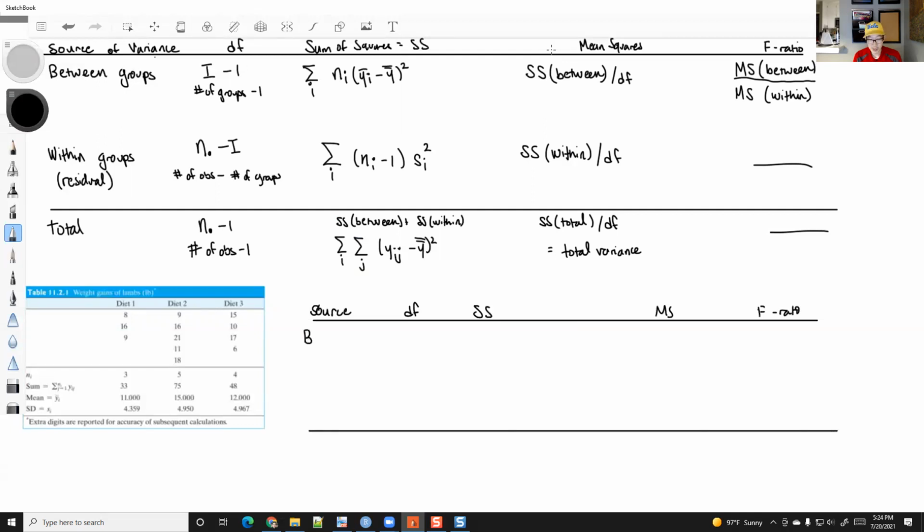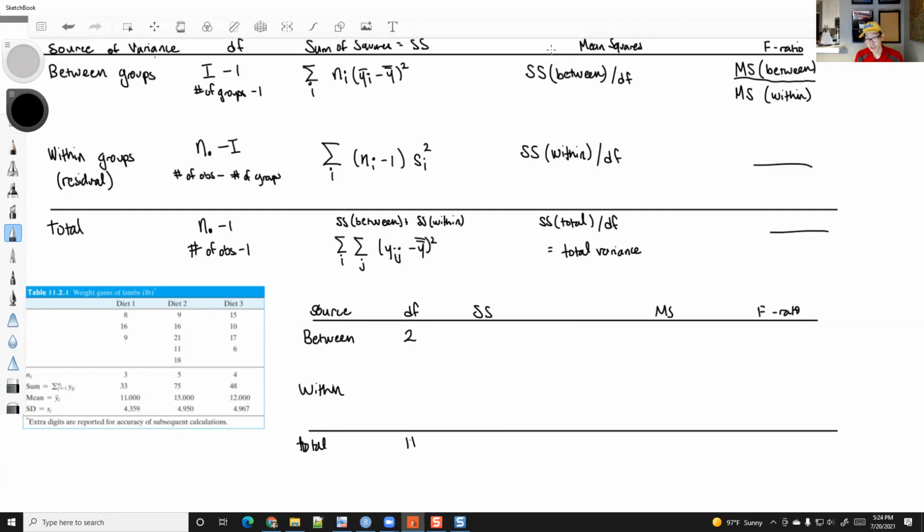All right, so we've got between, within, and I'll just write total. The degrees of freedom here is the number of groups minus 1. We have a total of 3 groups, so my degrees of freedom is 2. Okay, within, well, let's do total degrees of freedom. We've got 12 observations. 12 observations minus 1 is 11.